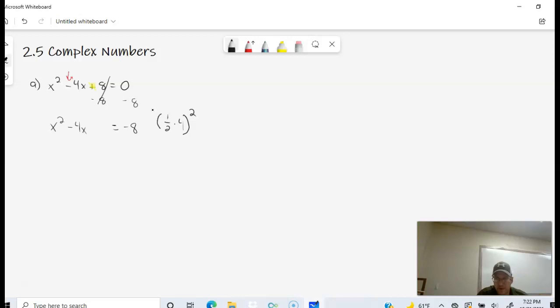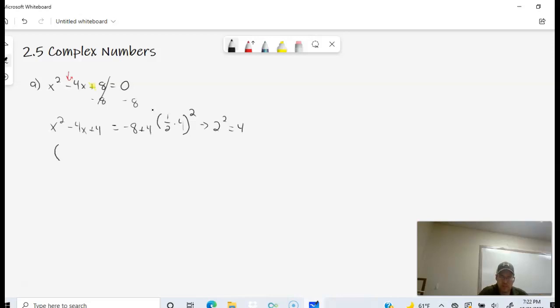When I take half of it, I know that when I add it to itself, it's going to come back to the 4. And by squaring it, I know that the factors are going to multiply together to equal my last one. So half of 4 is 2, squared, which is 4. So I'm going to add 4 to this side, which means I have to add 4 to this side.